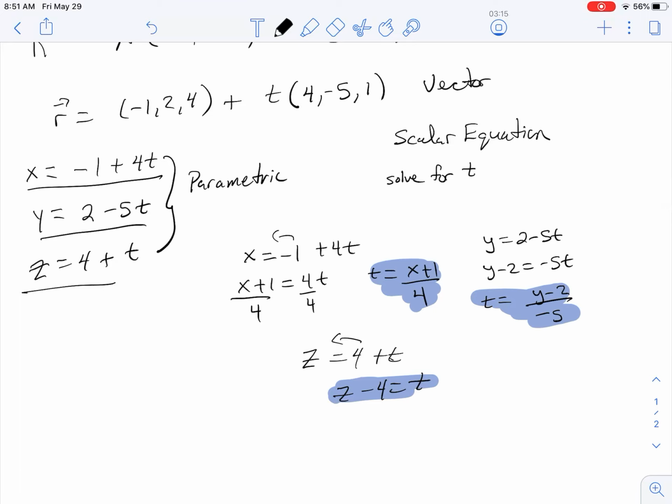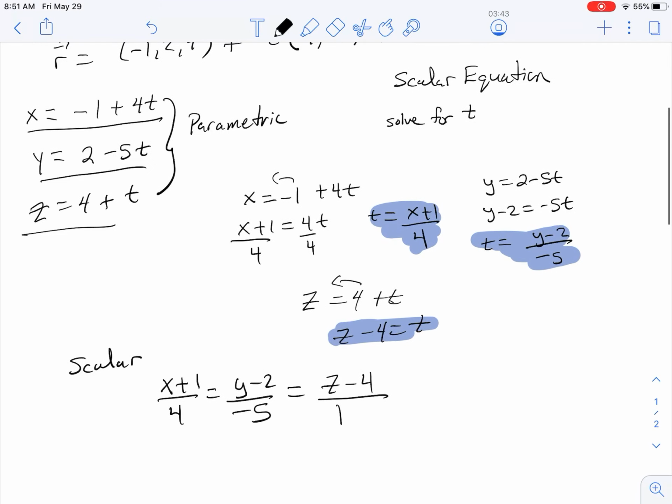Now to go to scalar, you take your parametrics and solve each of those for t. They're all equal to t, so they are all equal to each other. Here's how you do your scalar equation: x plus 1 over 4 equals y minus 2 over minus 5 equals z minus 4, and I'm going to put that over 1 because 1 is understood there. Now that is your scalar. You're allowed to do that because they're all equal to t.